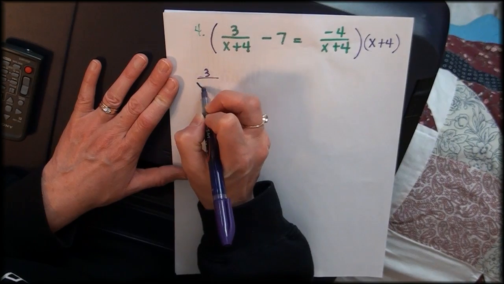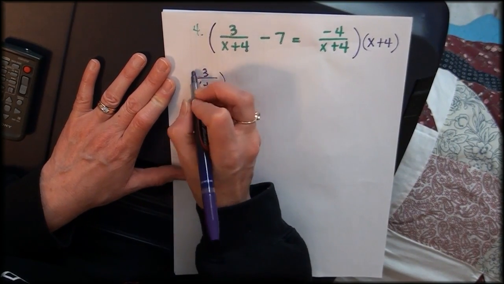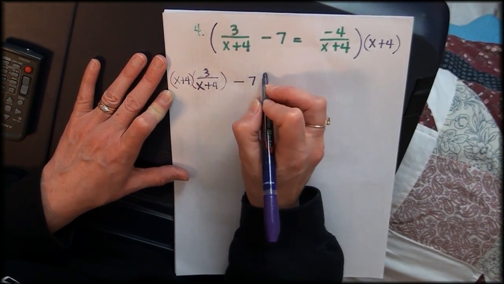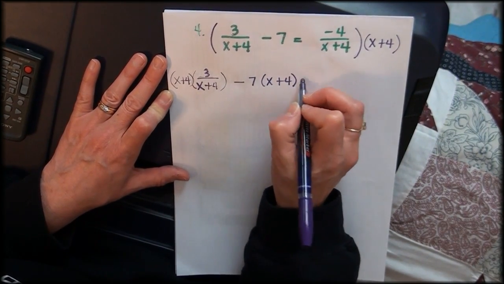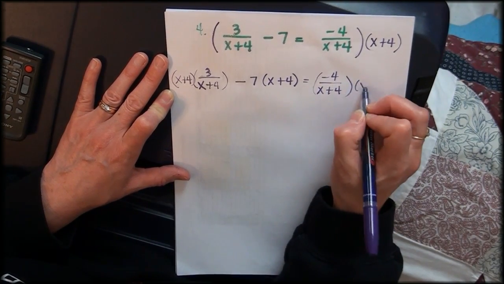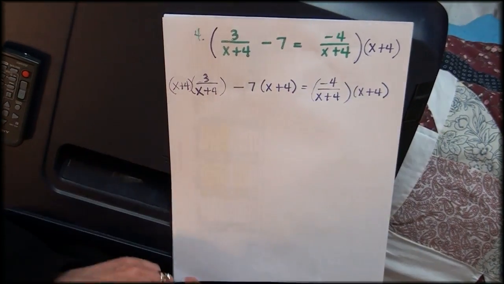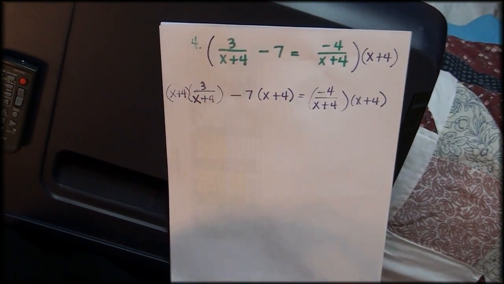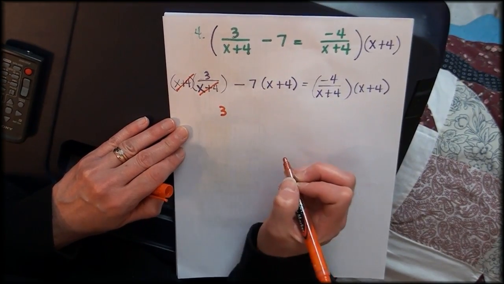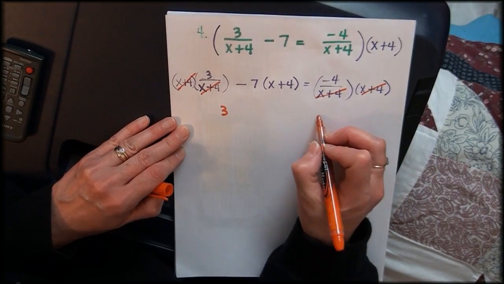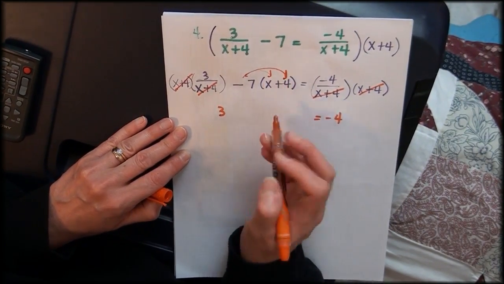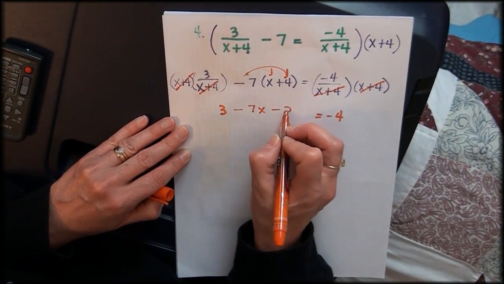That means take the first term and multiply it by an x plus 4. Take the second term, multiply it by an x plus 4. And take the back and multiply it also by an x plus 4. So what's going to happen here is, remember, these are going to cancel out completely and I'm left with a 3. These are going to cancel out completely and I'm left with a negative 4. And here I'm just simply going to distribute it through. So that'll give me a negative 7x minus a 28.